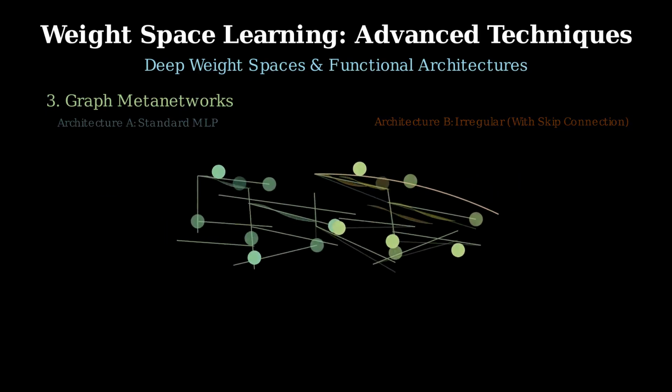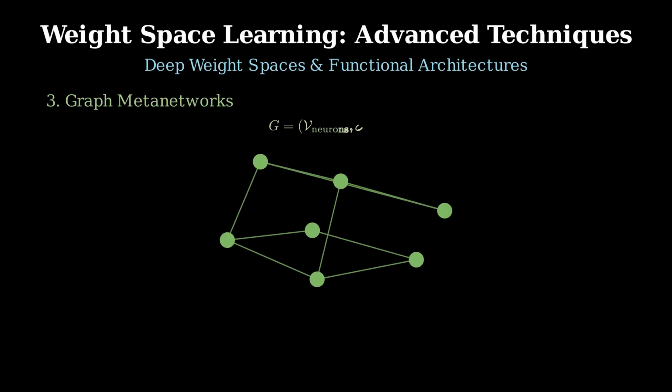This is where graph metanetworks introduce a revolutionary shift. Instead of forcing weights into rigid tensor blocks, every model is unified into a single graph representation. In this unified parameter graph, the original neurons themselves act as the vertices, and the weight values reside directly as attributes on the connecting edges.